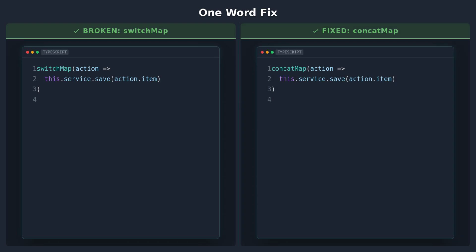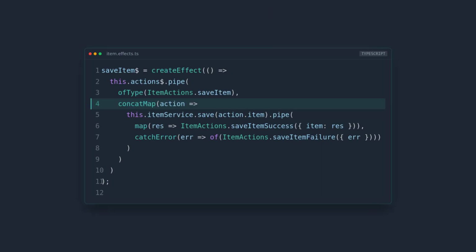The fix is one word: replace switchMap with concatMap. ConcatMap queues each inner observable. The second save waits until the first finishes. Both requests complete in order. Zero data loss. One word change. Production critical difference. Here's the production-ready effect.